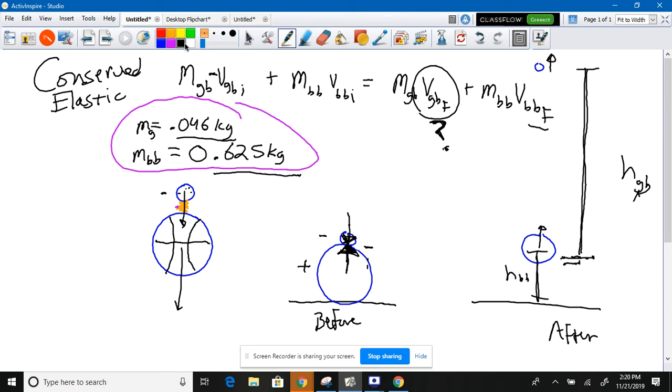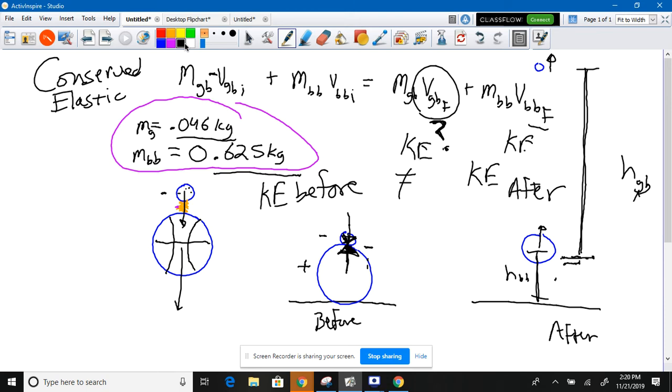Kinetic energies are not conserved. After you calculate this, guys, you will find the total kinetic energy before, and then you will find that it is not equal to the kinetic energy after, and that will be in your directions. So you got to find the kinetic energy of this. After you find the velocity, you got to find the KE of the basketball, KE of the golf ball. You got to find kinetic energy of the basketball before, kinetic energy of the golf ball. Does everybody understand that? Okay, do the best you can.